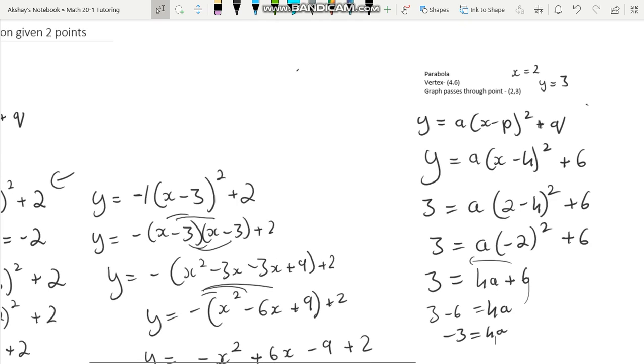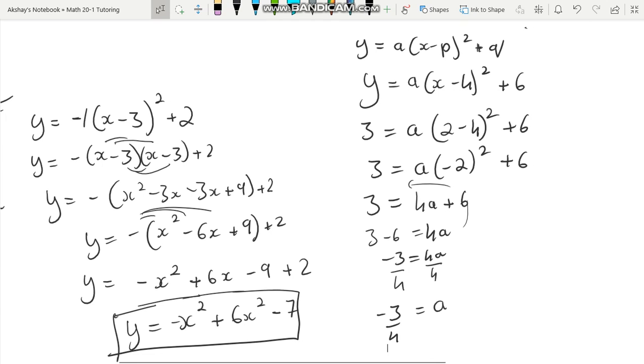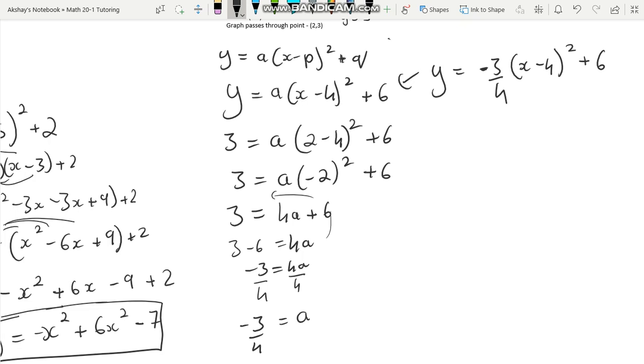To isolate my a here, I'm going to end up with a fraction. I divide both sides by 4. So now I have isolated my a successfully. a is equal to negative 3 over 4. Now to form my function, I know my a now, which is negative 3 over 4. So y is equal to negative 3 over 4 times (x minus 4) squared plus 6. So that is my quadratic function.